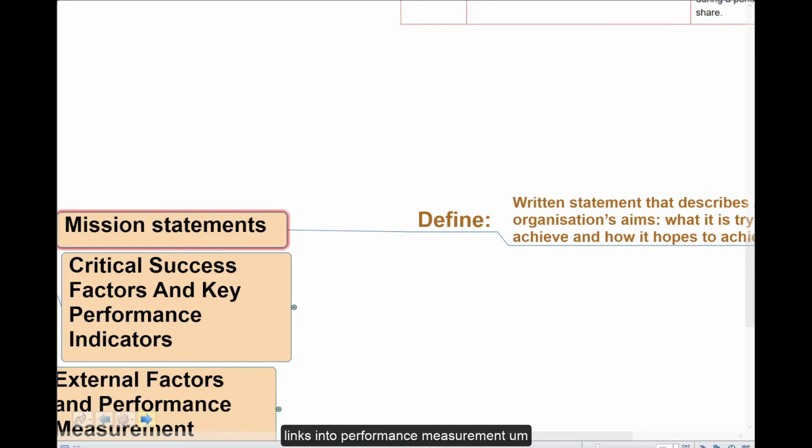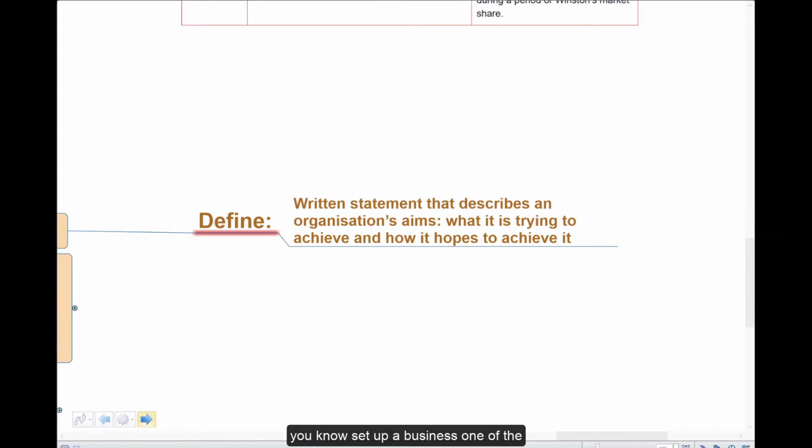Let's move into this area of mission statements. Now, this links into performance measurement nicely, because if we're to set up a business, one of the first things that we need to establish, or certainly broadly speaking, within the ACCA qualification, it would suggest that we need to establish is, what are we doing? What's our mission? In other words, what is our purpose?